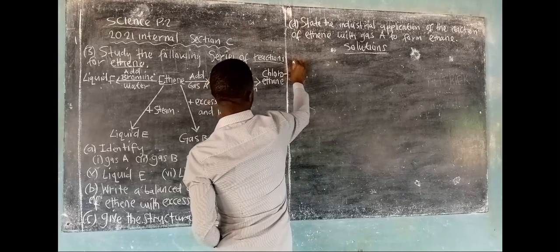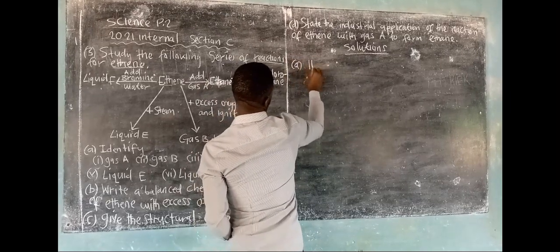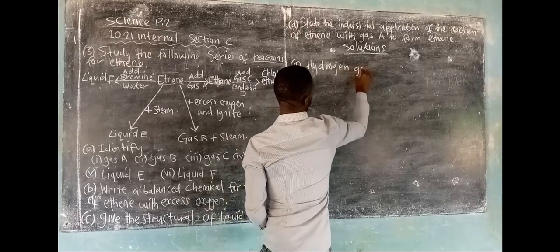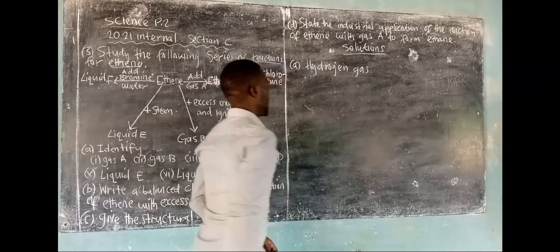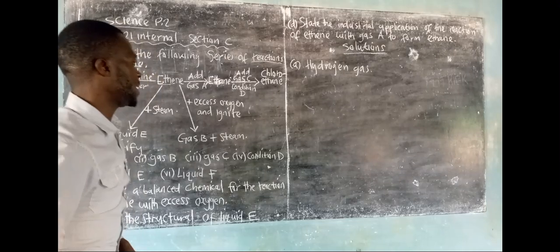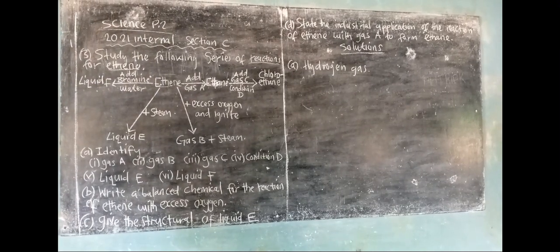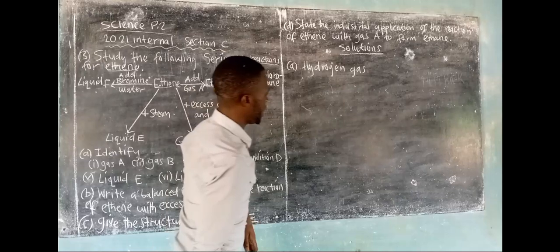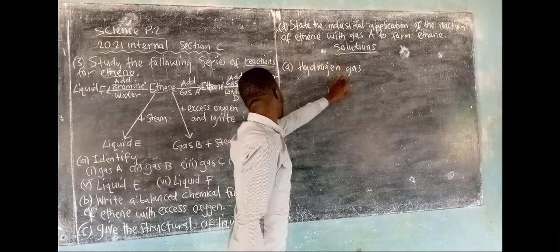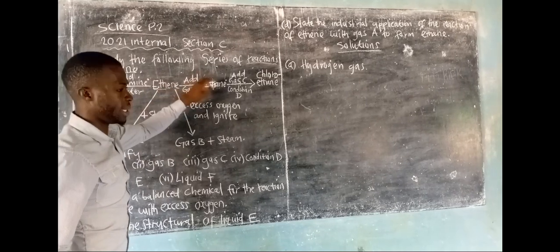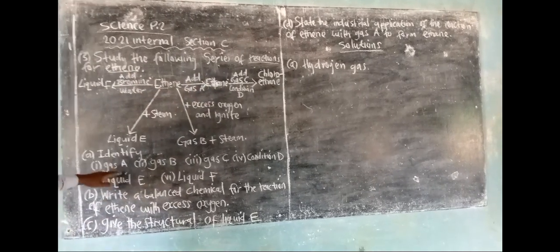So A1 we are saying it is hydrogen gas, and it is the addition reaction which we call hydrogenation. We call it hydrogenation because hydrogen gas is added to ethene in order to give us ethane. Okay, so we are done with gas A.